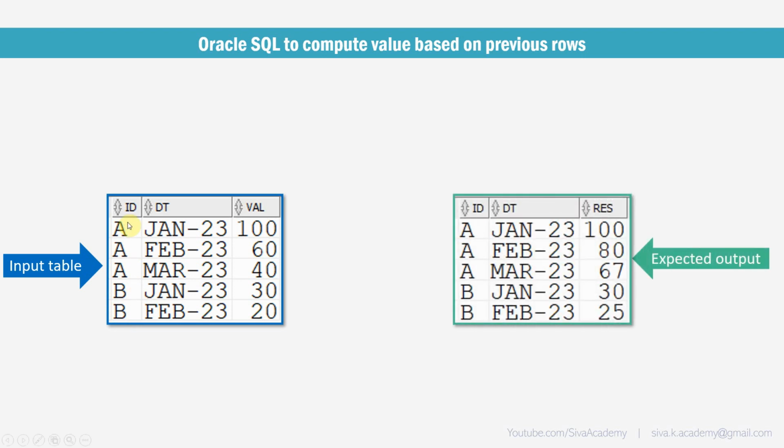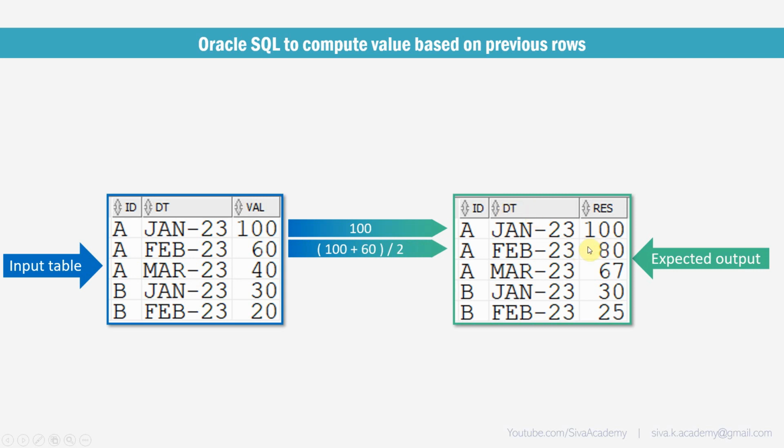So here for the first row, the expected output is just 100. For the second row, the expected output is nothing but the average value of the first and second. That is, for the second row, that is for A, February 23, we need to find the average of 100 plus 60. So it is nothing but 100 plus 60 by 2, 160 by 2. So the output is 80.